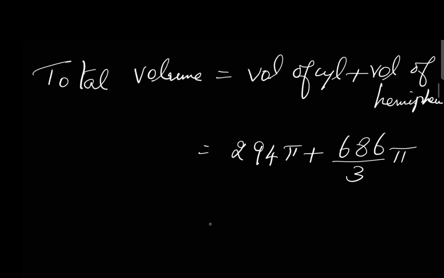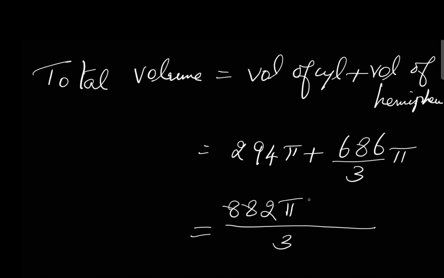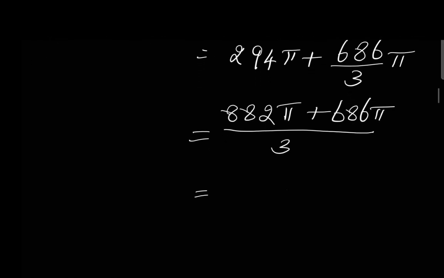Now add these two numbers. 3 is the LCM. Here there is no denominator, so just keep it as 1. So multiply this by 3. 3 4s are 12, carry over 1. 3 9s are 27, 28, 2 carry over 8, 882 pi, plus 3 goes here one time, write 686 pi. Now add these two numbers: you will get 8, then 16 carry over 1, 9, 10, 15, so 1568 pi by 3.